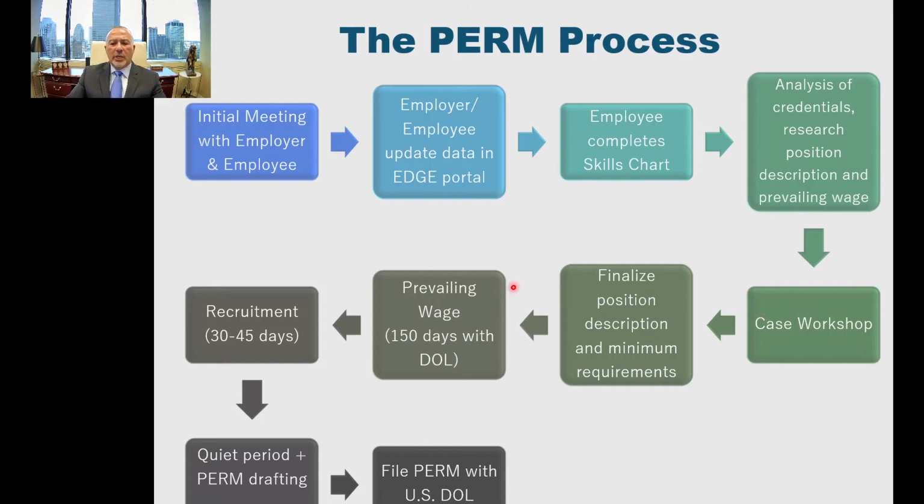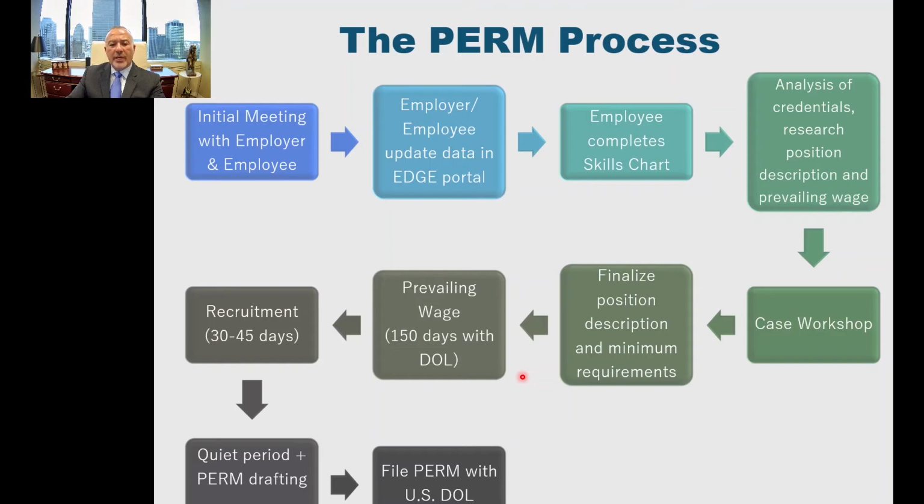Now, once we reach consensus by all parties, that's it. The case workshop becomes the 10 commandments, basically. It cannot be changed from this point forward. All right. So any input that must be done, any changes, have to happen here at the case workshop stage, because then after the finalization of the position description and minimum requirement, we submit a formal application with the U.S. Department of Labor for the prevailing wages.